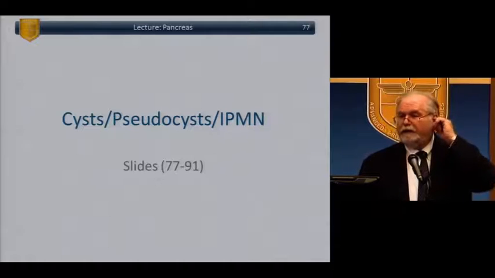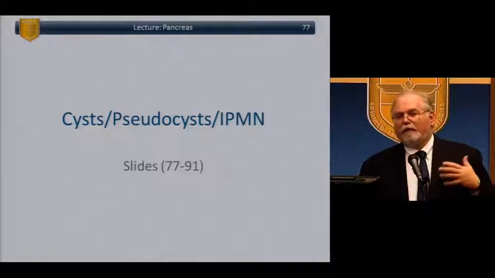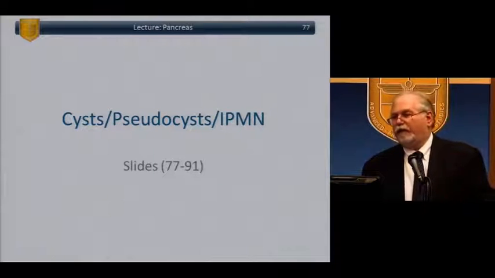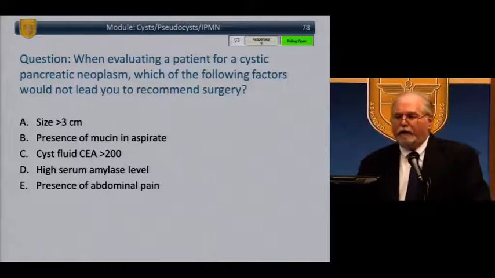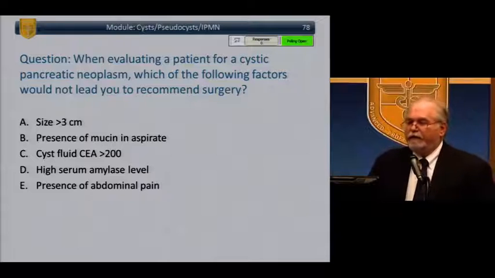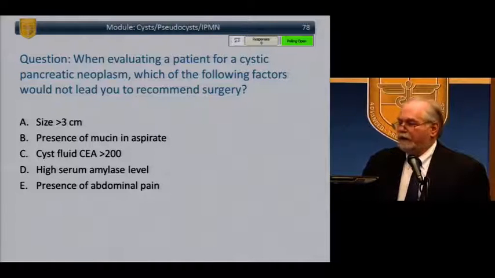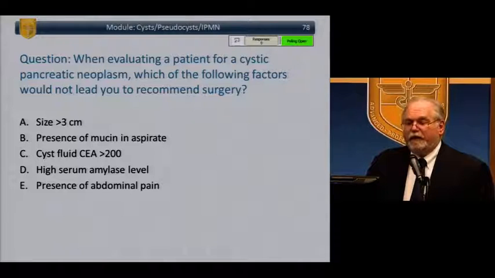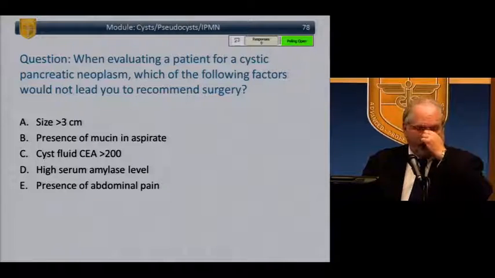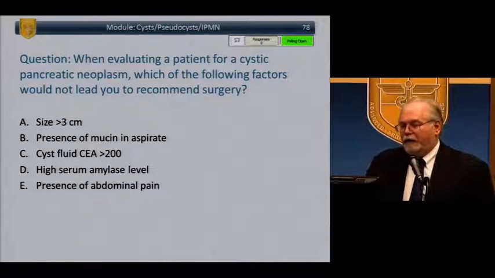Moving on to cysts and pseudocysts and IPMN. This is an area that probably has the most controversy of all of the things I'm going to talk about. So, when evaluating a patient for a cystic pancreatic neoplasm, which of the following would not lead you to recommend surgery? Size over 3 centimeters, presence of mucin in the aspirate, cyst fluid CEA over 200, high serum amylase, or presence of abdominal pain.